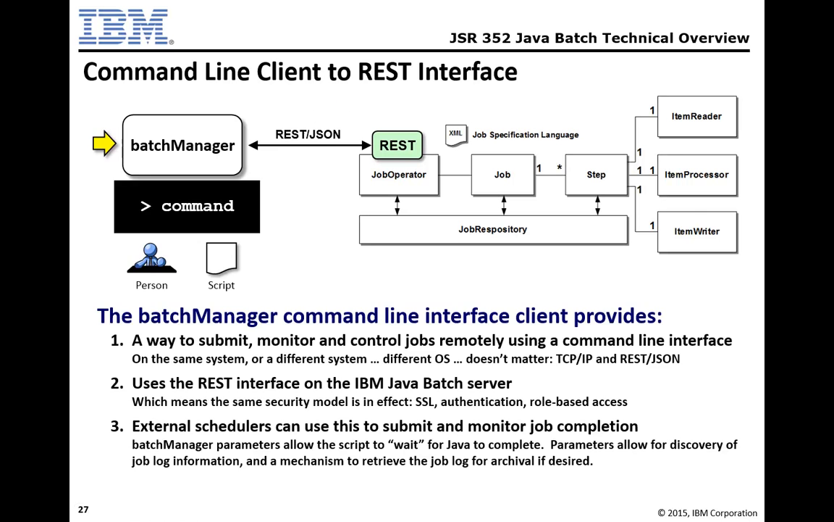On the previous chart, we illustrated the REST interface. Now let's look at a command line utility IBM provides to drive that REST interface. The utility is called Batch Manager. It's a Java client that will take command line input and format it into REST JSON and send it to the REST interface. To integrate with an external scheduler, you could write a shell script that invokes this Batch Manager client. The shell script would be invoked by the scheduler.